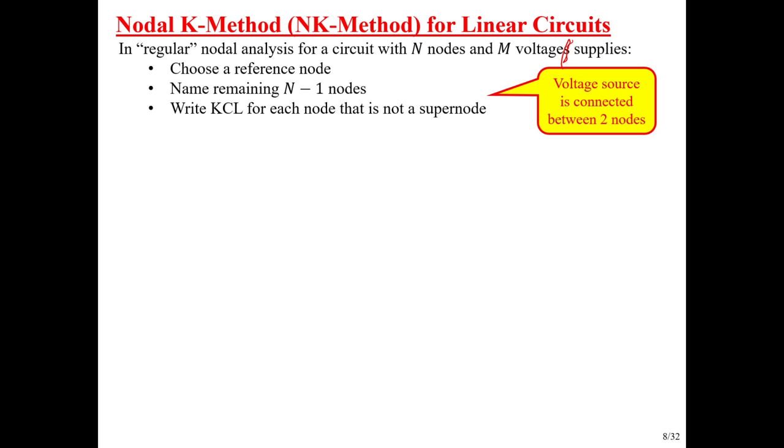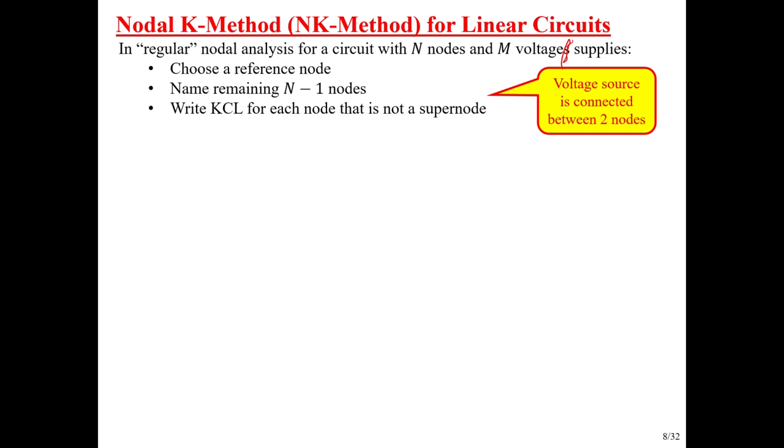And now we're going to write a KCL for each of those nodes except those that are a so-called supernode. And what is a supernode? It's two nodes that have a voltage source and only a voltage source connected between them. So if you can go from node I to node J along a path, and the only thing in that path is a voltage source, then we group those two nodes together and call that a supernode. So then all the other nodes that are not part of a supernode, you can write a KCL for those.